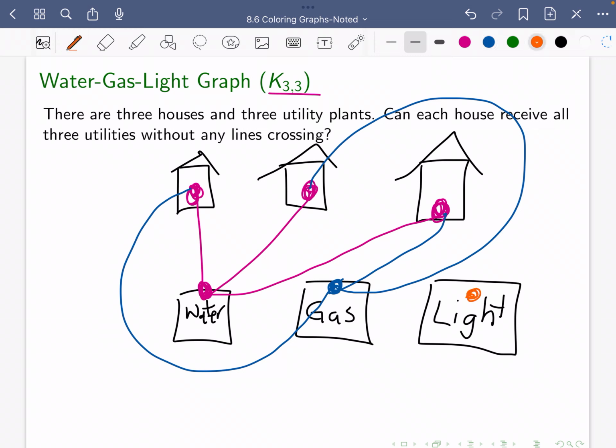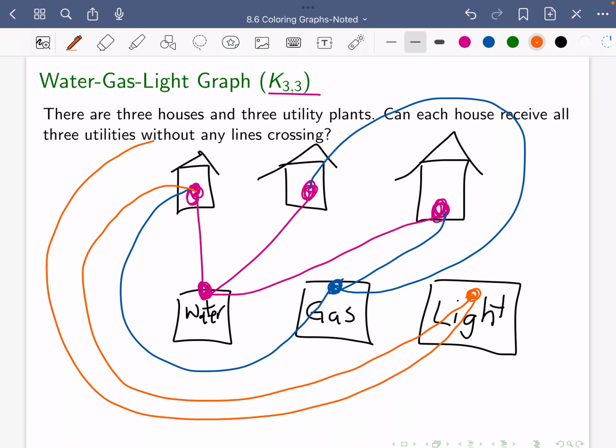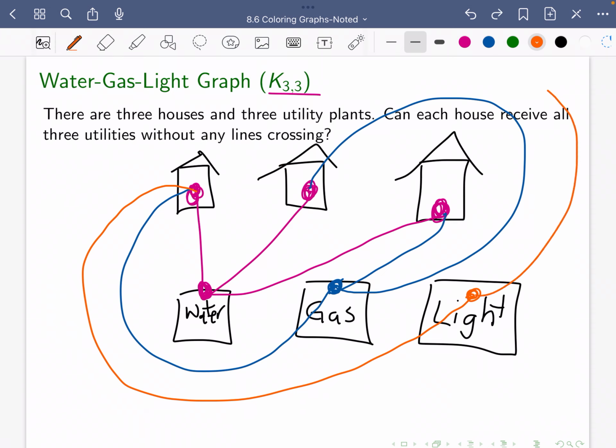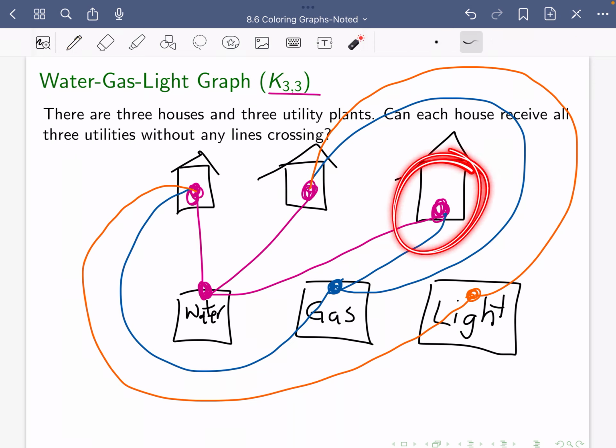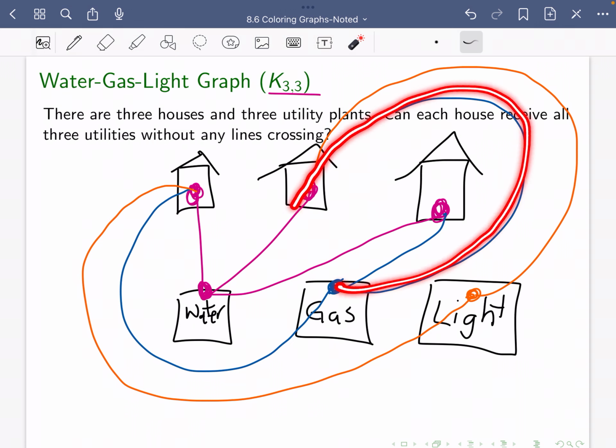You might see that we're already going to encounter some problems for light. We could go around that way. We could go around that way. Or, I don't know, maybe that's not the best route. You could go around this way to get to that one. But getting light to this house is going to be difficult because we already have that house fully surrounded by other lines. Right?